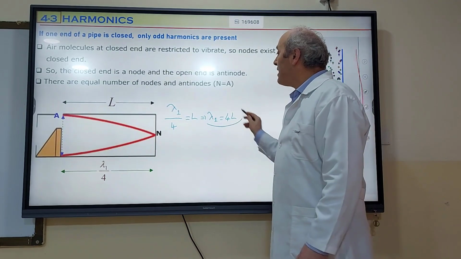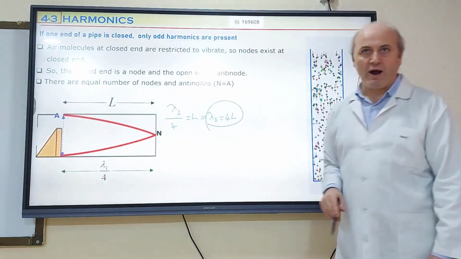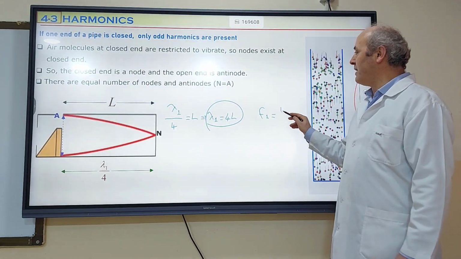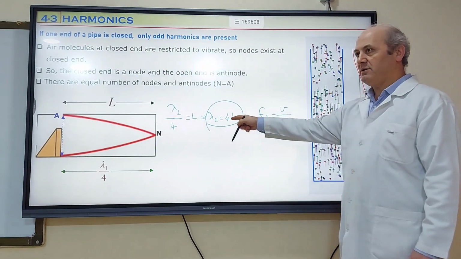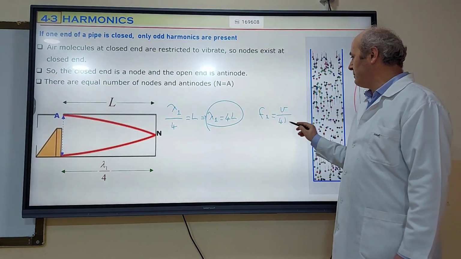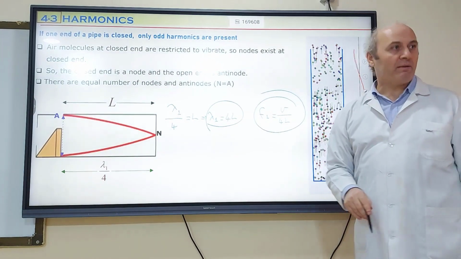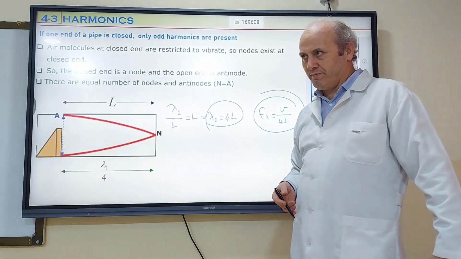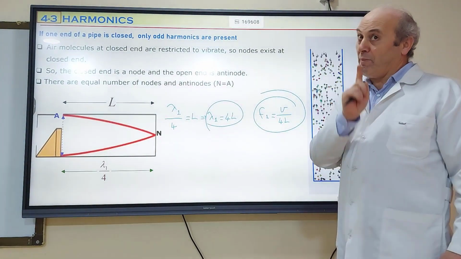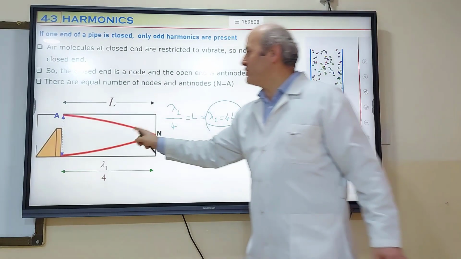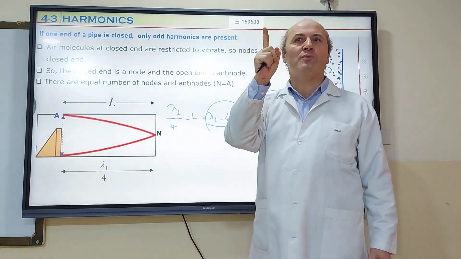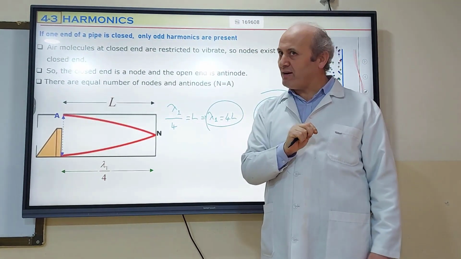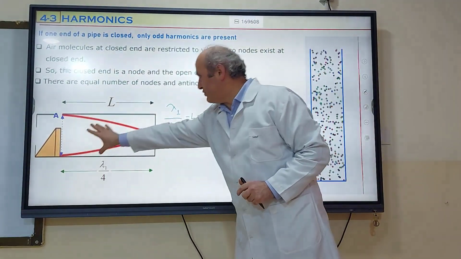So this is the fundamental wavelength of one closed pipe. So fundamental frequency must be in this case V divided by lambda 1. Lambda 1 is 4L. So V divided by 4L is going to be the fundamental frequency of a one-end closed pipe. Now next harmonic, but this doesn't change. From one harmonic to next, you are going to add one loop. Always from one harmonic to next, add one loop. Am I right?